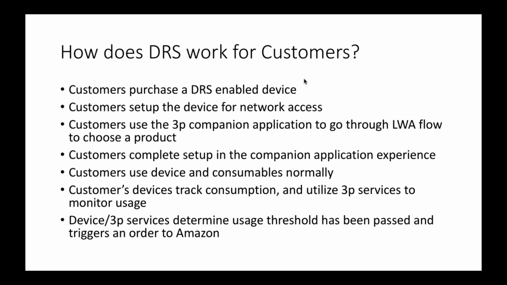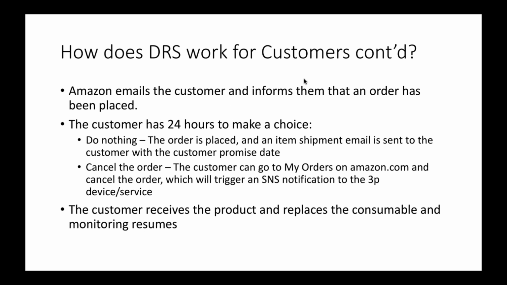So if it's a washing machine, customers begin to do laundry and use laundry detergent in the device. And the device begins the process of measuring that consumable product. Customer devices track consumption and utilize the 3P services. They notify various cloud services of consumption that's being used. And then once the usage threshold has been passed, the third-party device and or service triggers that replenishment call to Amazon.